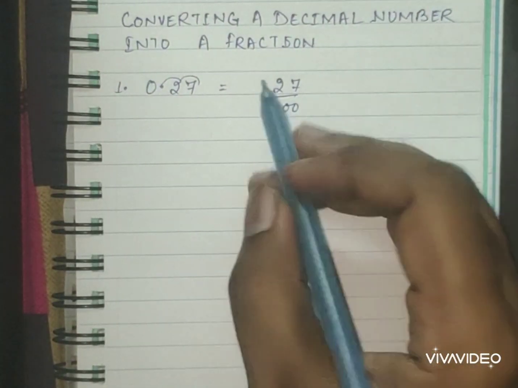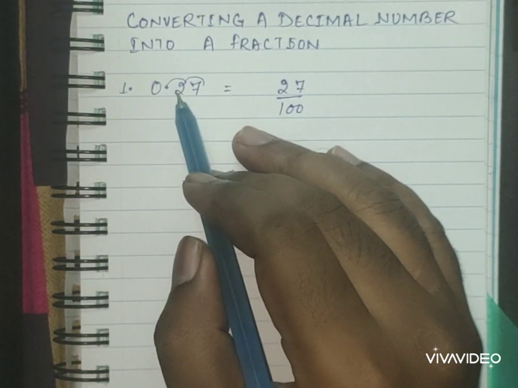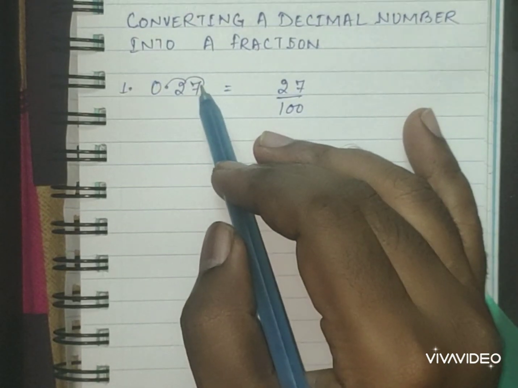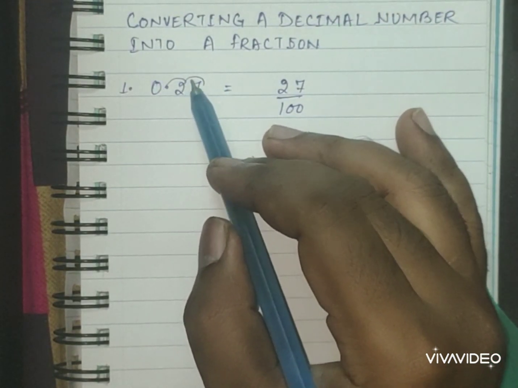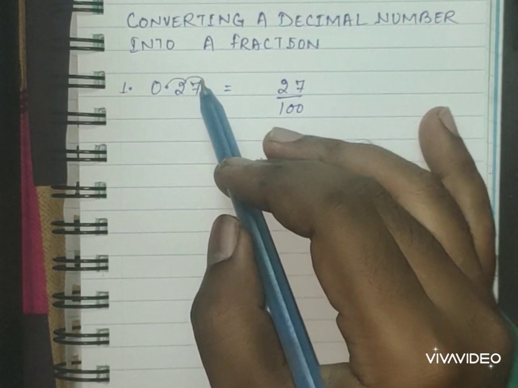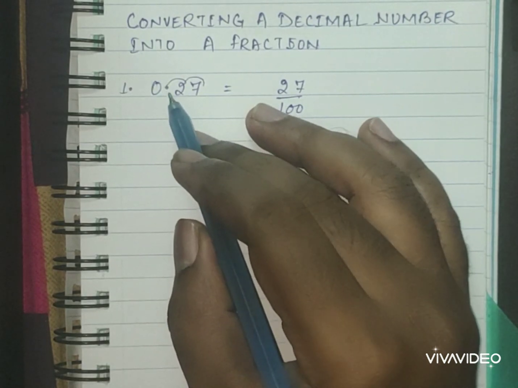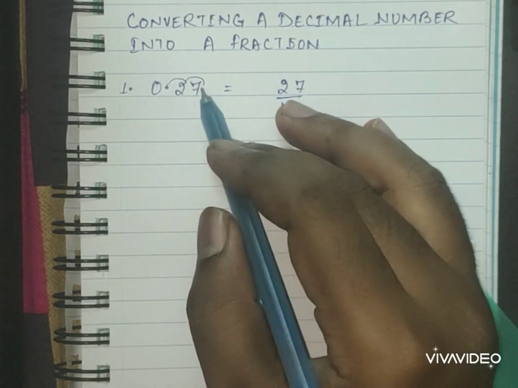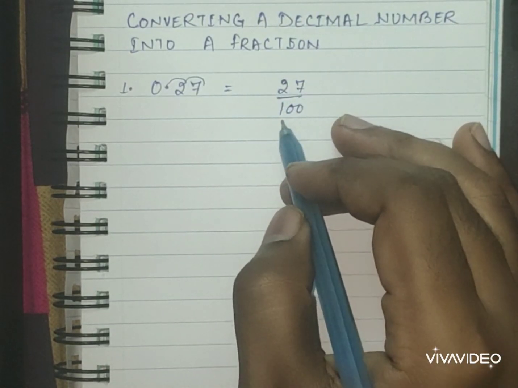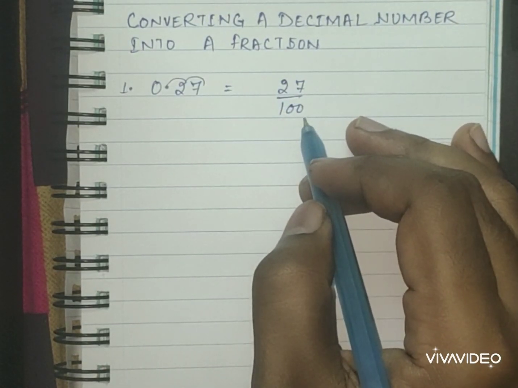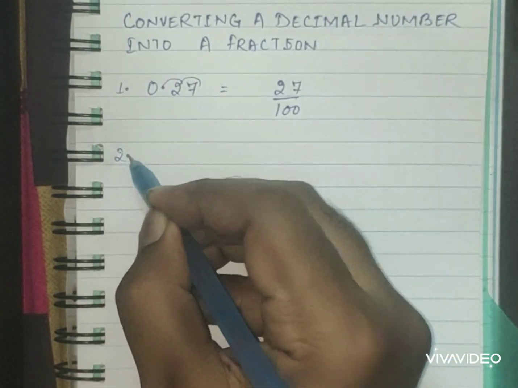So our next topic is converting a decimal number into a fraction. This decimal is given to you, 0.27. If you remove this decimal, we have to jump the decimal by 2 places, or you can see how many numbers are given after the decimal. There are 2 numbers, so you will put as many zeros in the denominator. Clear?